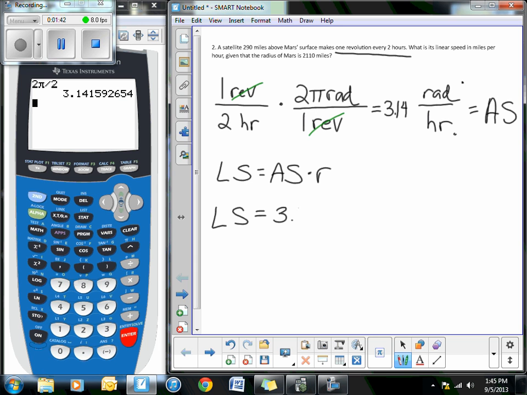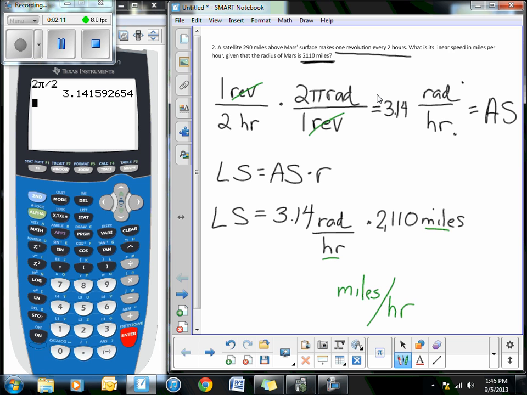My angular speed was pi, or 3.14 radians per hour. And then that radius was up here, the given, at 2,110 miles. Now remember, when you multiply the angular speed times the radius, you get linear speed. So we're going to be looking at miles per hour for our unit. And that radian, that invisible label, will disappear.